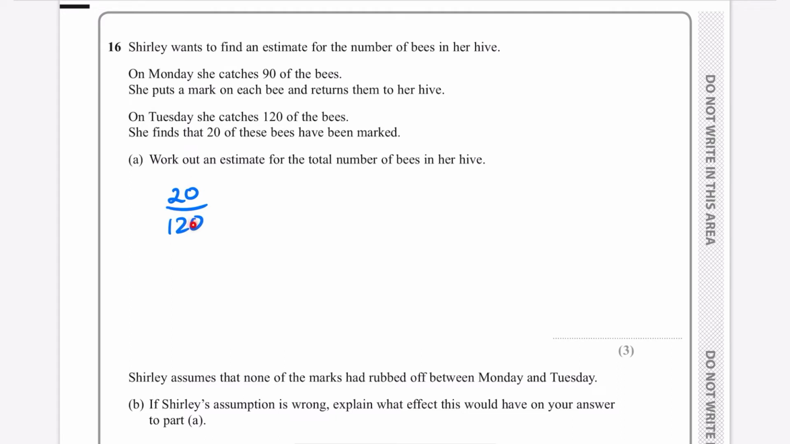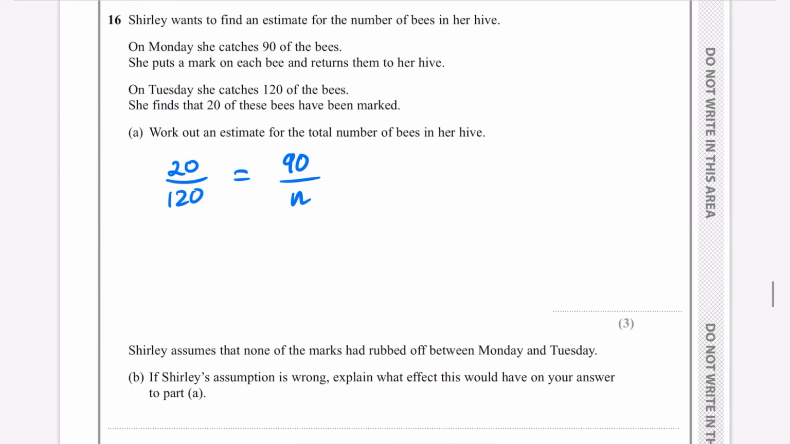Well, we should think that the catching of those bees is going to be in the same proportion for the whole hive as it is for her sample. So for the 120, 20 of them had a mark on, and out of the whole sample, let's say that there are n in the hive, she put a mark on 90 of them. So I think we should try and simplify some of these fractions. So 90 out of the whole population and 20 out of the small sample. Well, 20 out of 120, I can cancel those zeros, and 2 out of 12 simplifies to 1 over 6. So we get 1 over 6 is 90 over n.